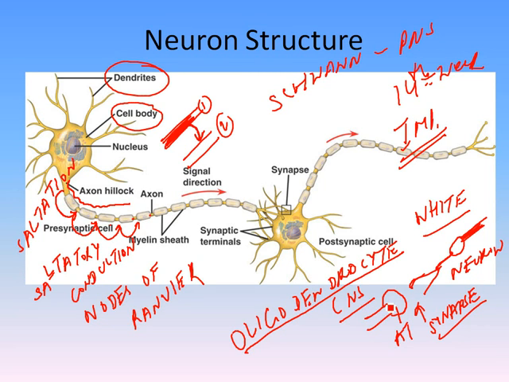So how does neuron 1 communicate with neuron 2? Across this space, certain chemicals are secreted, and these chemicals are called neurotransmitters. Neurotransmitters released from the nerve cells, specifically from the axon terminal right here, carry the signals across the synapse to the next neuron.